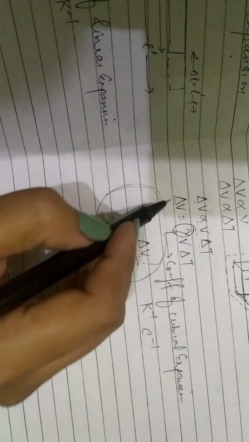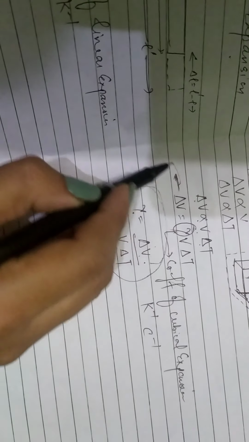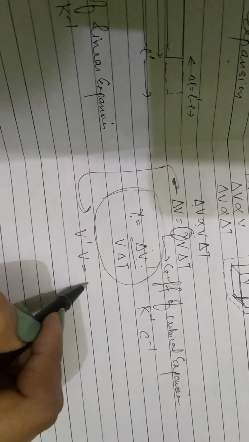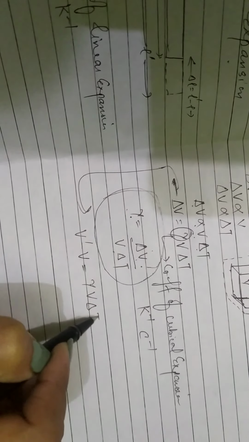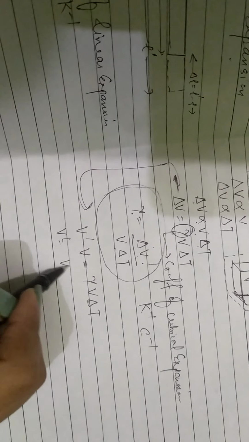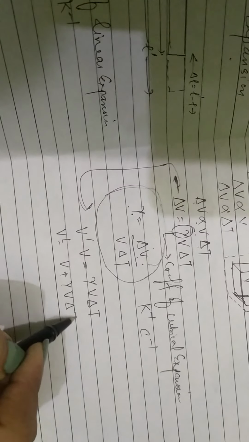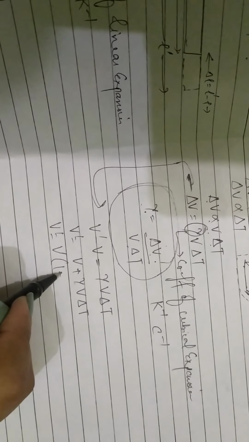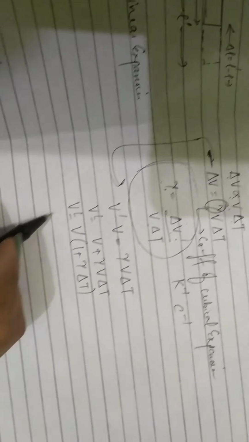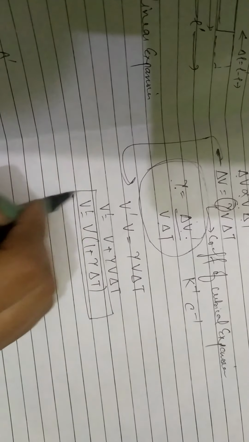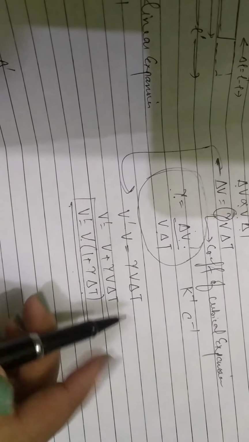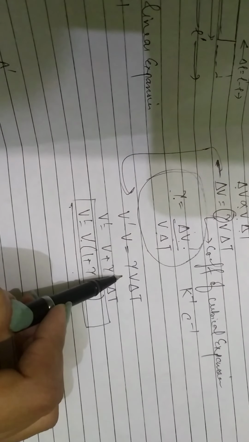Now coming back to this equation, delta V is V dash minus V, which is equal to gamma V delta T. So V dash will be V plus gamma V delta T. Taking V common, V dash is V into 1 plus gamma delta T. So the new volume will be V into 1 plus gamma delta T, where gamma is the coefficient of cubical expansion.